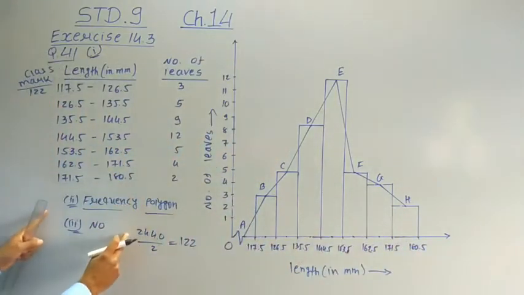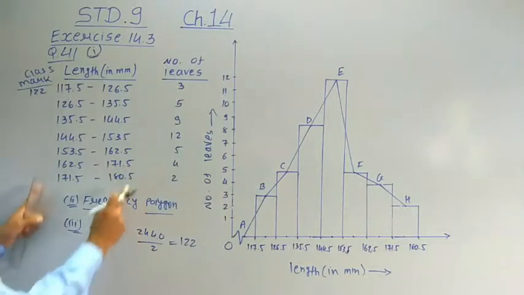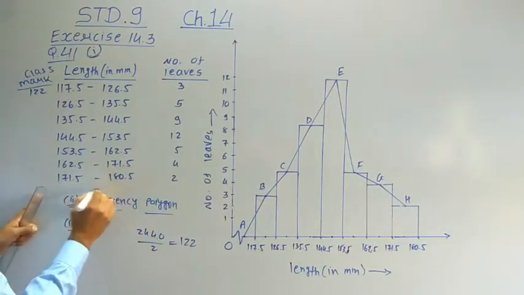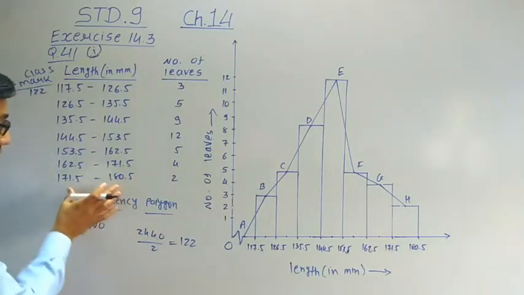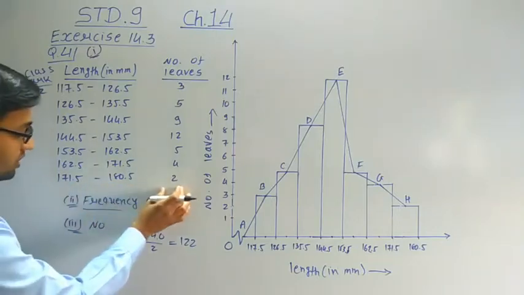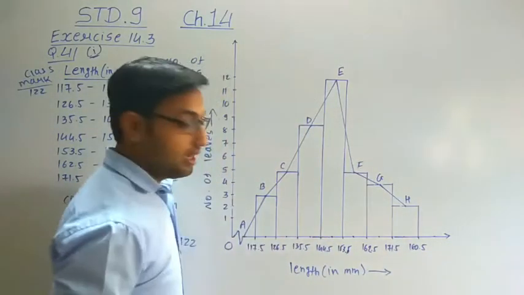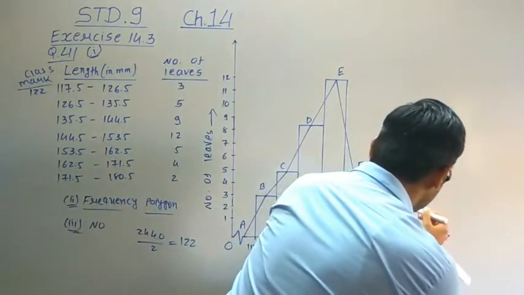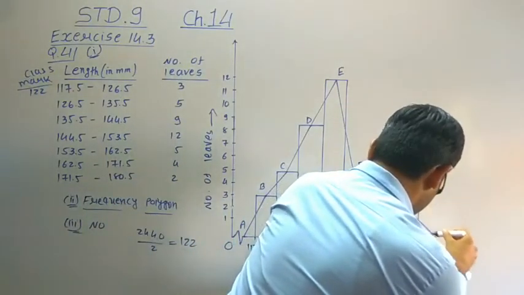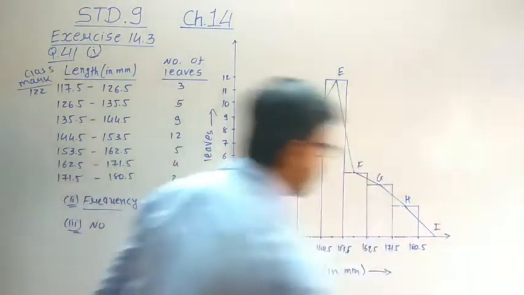For that we have to add one more class here, right? That starts from 180, and then according to that value we have to take another class. That also has the frequency 0. That means the mean value we get here. And now we can join these points and we can give it the name R.